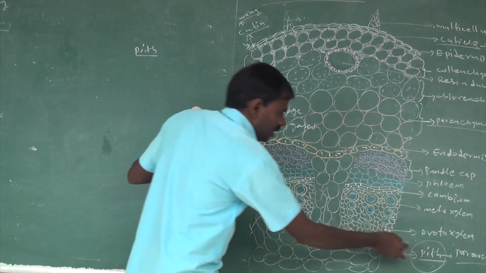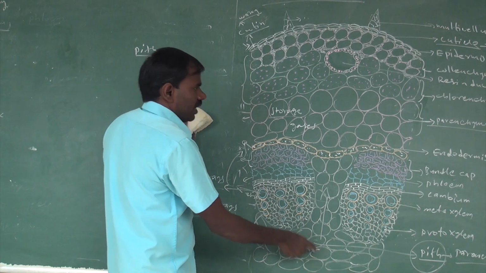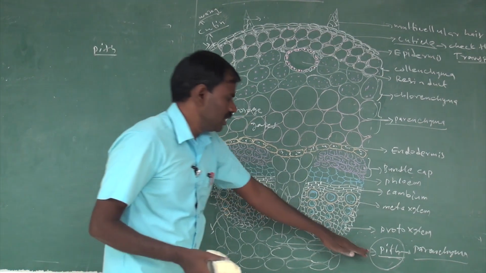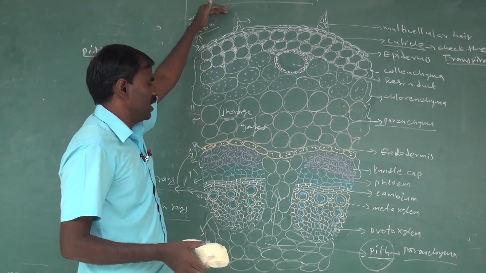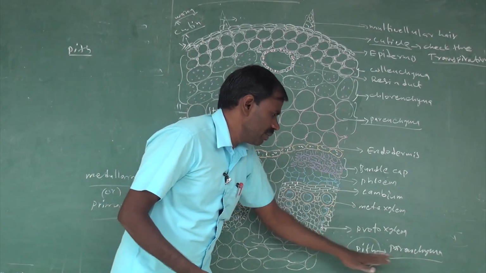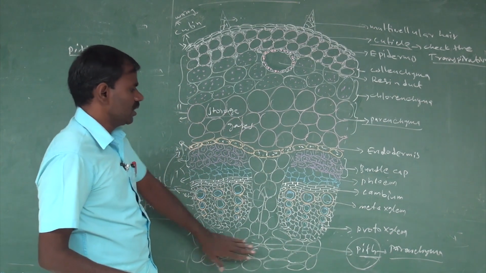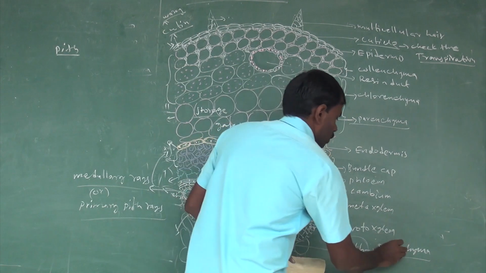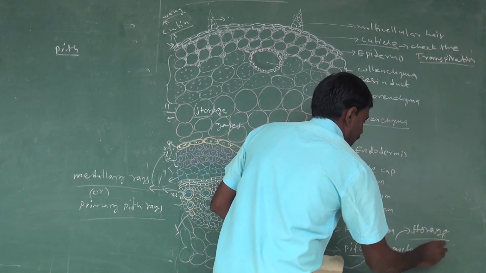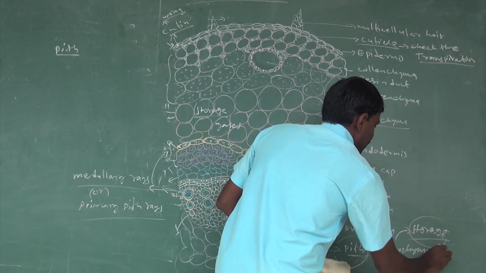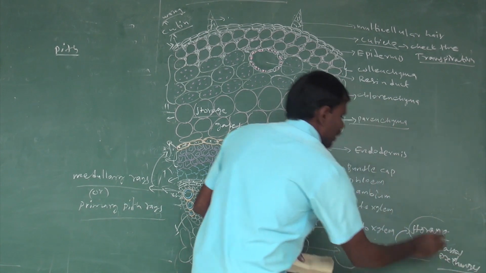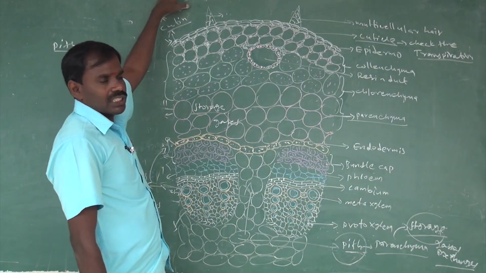Pith is present at the center in the dicot stem, but pith is absent in the monocot stem. Pith is present in the transverse section of the dicot stem, but absent in the monocot stem. It is made up of homogeneous parenchyma and occupies a large central region, called pith. Its very important functions are storage of substances and gaseous exchange.